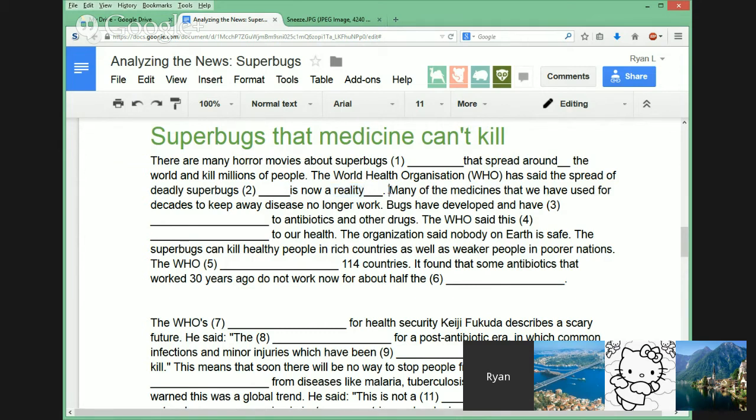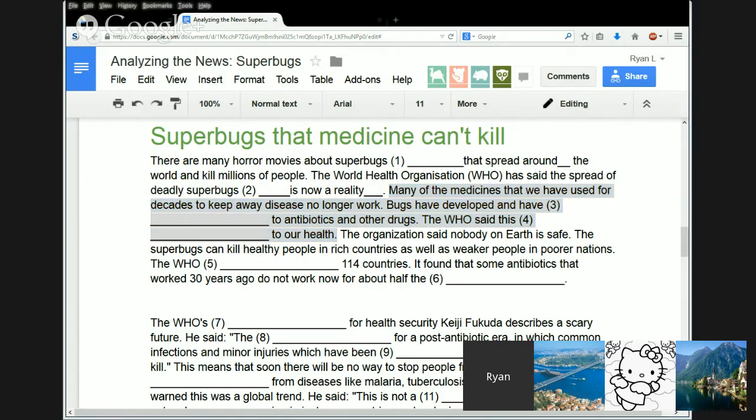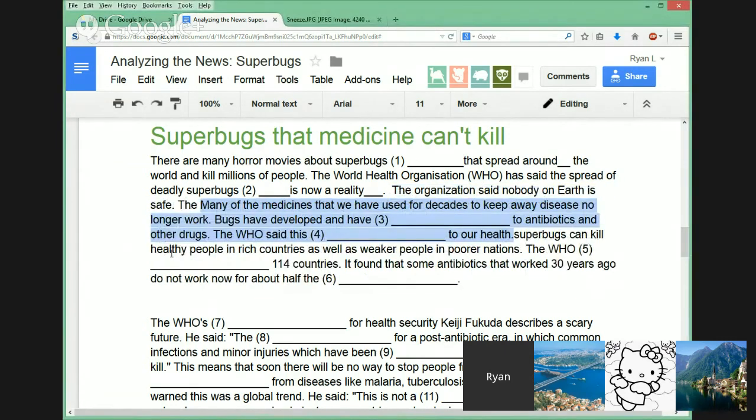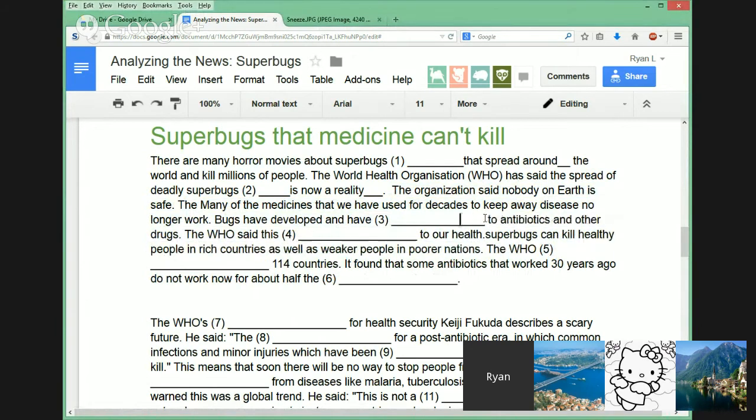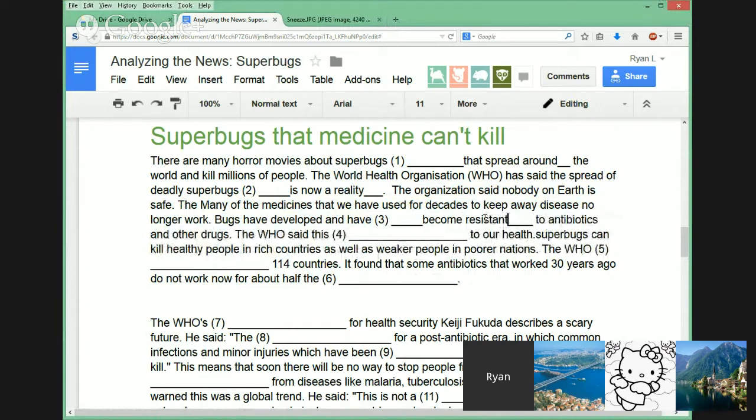Hypothetical. All right, so let's try the next section, and maybe we could have Asma do this one for us. You could do number 3 and 4. Okay. Many of the medicines that we have used for decades to keep away disease no longer work. Bugs have developed and have become resistant to antibiotics and other drugs. The WHO said this is a major threat to our health. Major, major.